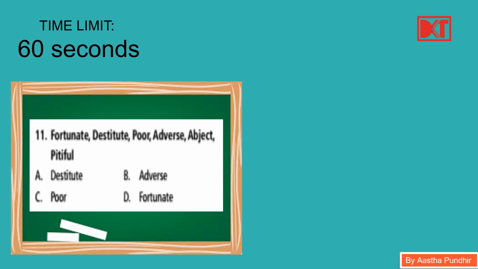Okay, here the options are fortunate, destitute, poor, adverse, abject, pitiful. So here the odd one out is D, fortunate. Fortunate means being lucky and being blessed with facilities and good conditions. Where other words like destitute and poor and adverse, abject, pitiful, the ones who do not have any facilities, the ones who lack certain resources.